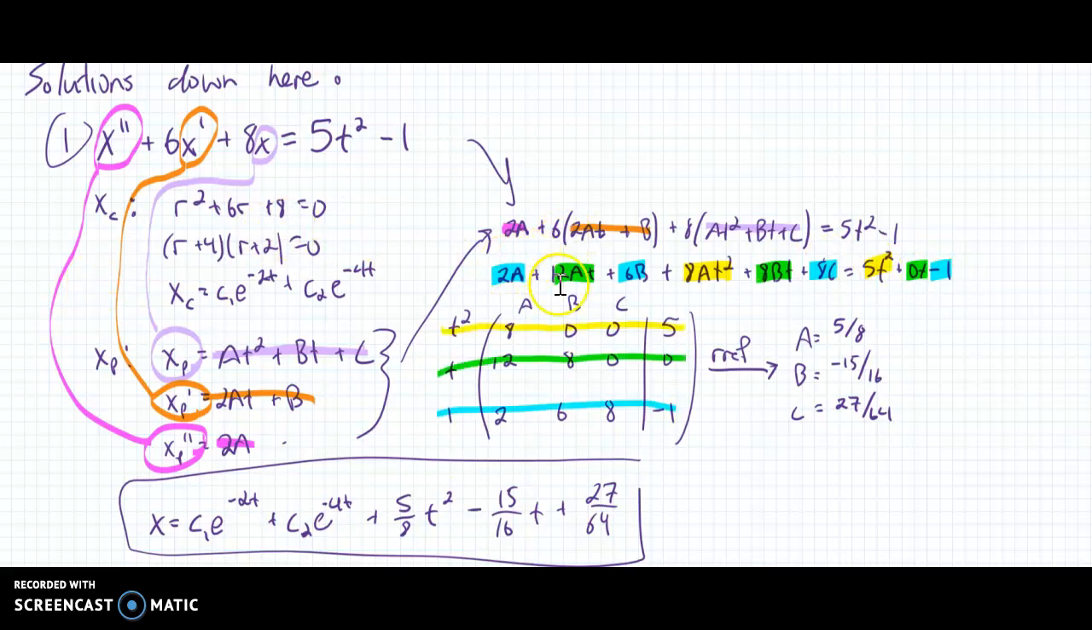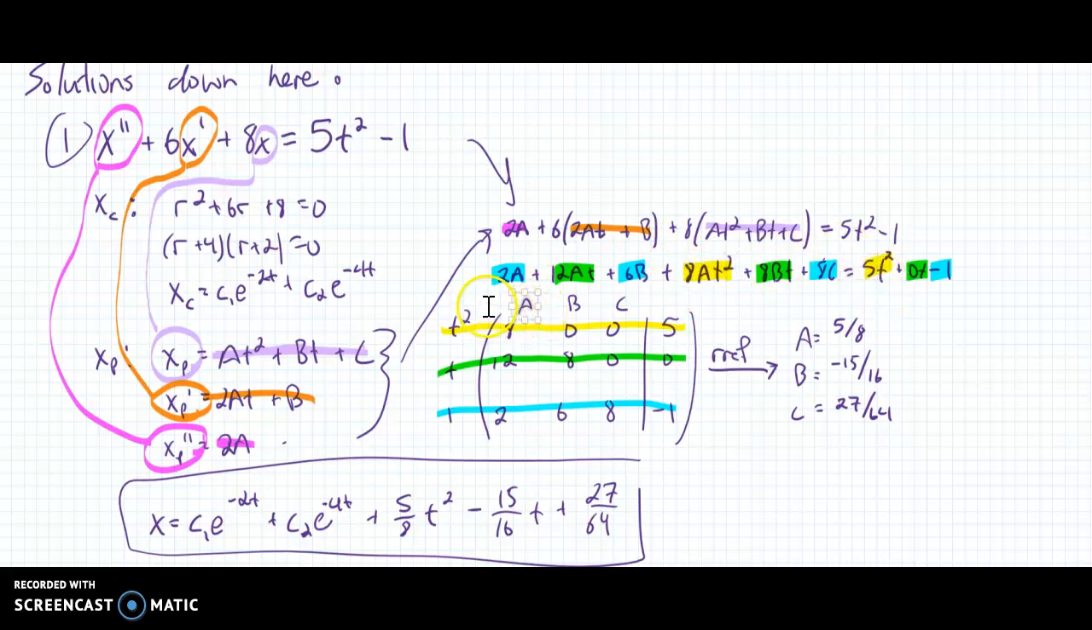From there, I go ahead and build out a system of equations. So I'm taking this, which has 3 unknowns, and turning it into a system of 3 equations. You can see here, the 8at squared is the only t squared term on the left side, and the only t squared term on the right side is 5t. So the equation that I'm going to get for the t squared terms is 8a equals 5.